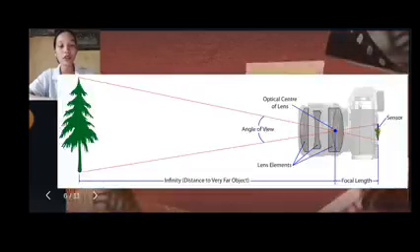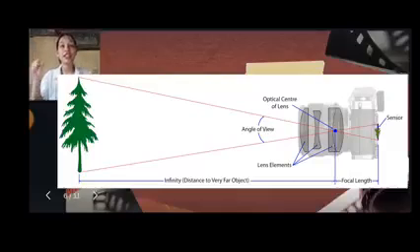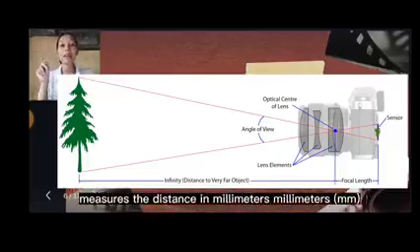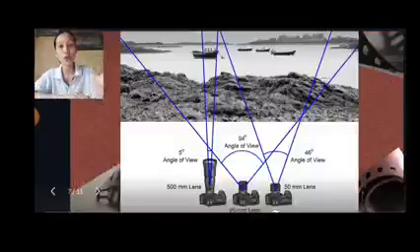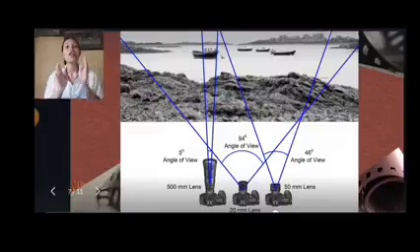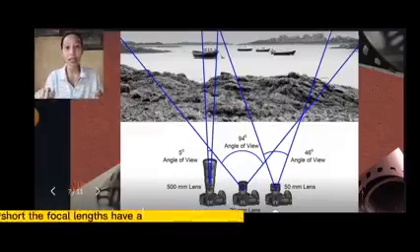So I have here an illustration. In this illustration, we get to see that the distance from the lens of the camera to the subject is what focal length is. And the focal length measures the distance in millimeters. It also shows in the picture that the short focal length has a larger depth of field.